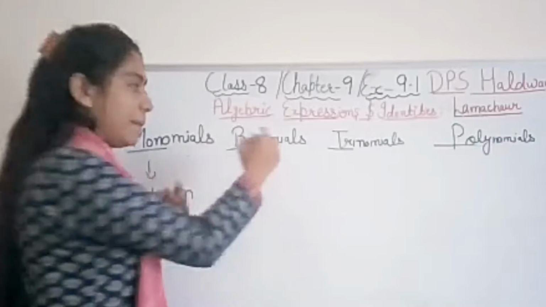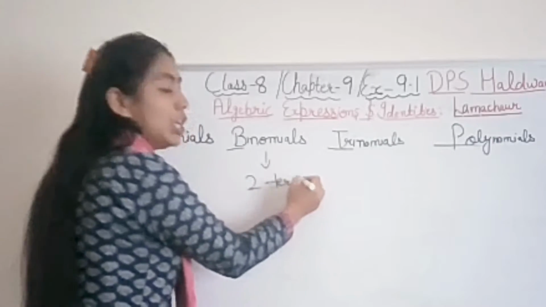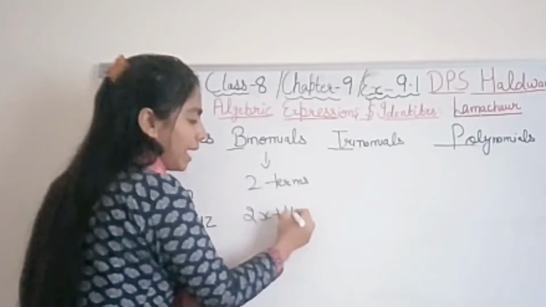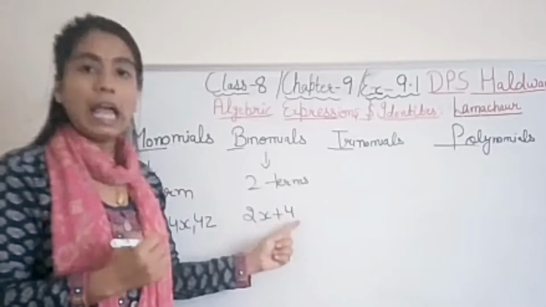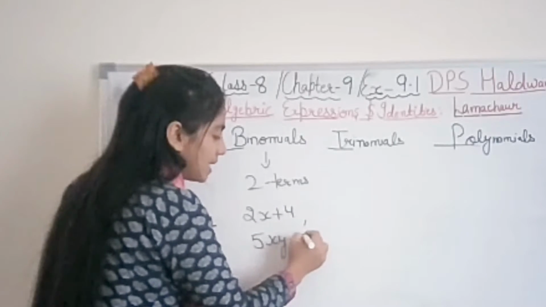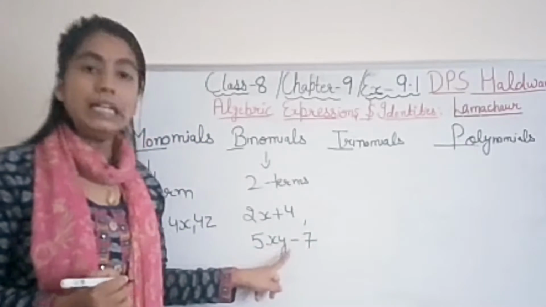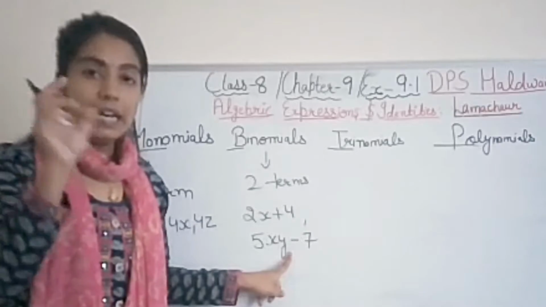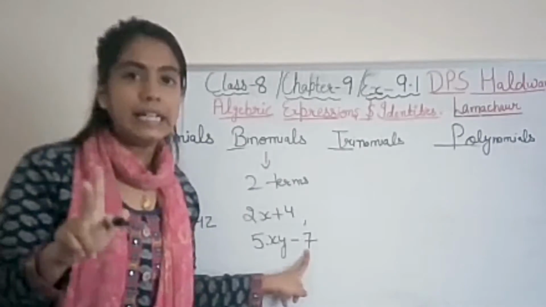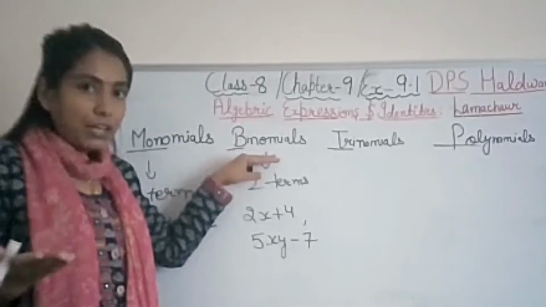Now binomial. A binomial is an expression which has two terms. For example, 2x plus 4. How many terms are there? 1 and 2. 5xy minus 7. How many terms are there? 2. Don't go by the variables. This 5xy is one term and this is the second term. So having two terms comes under binomial.